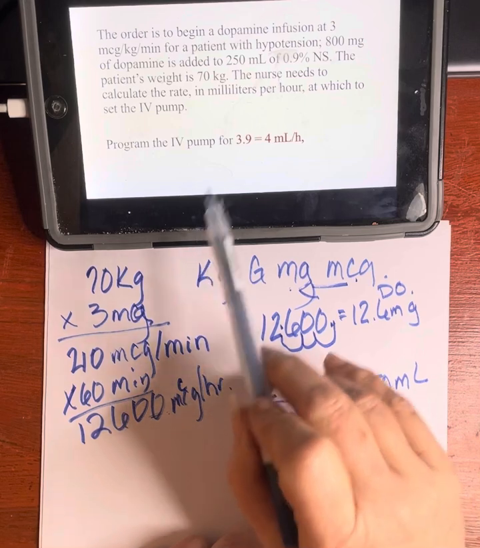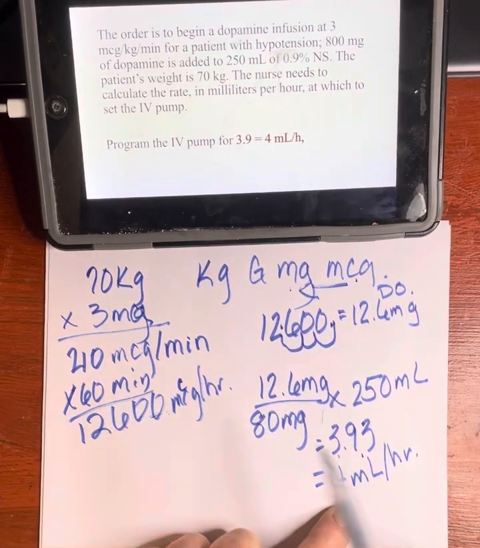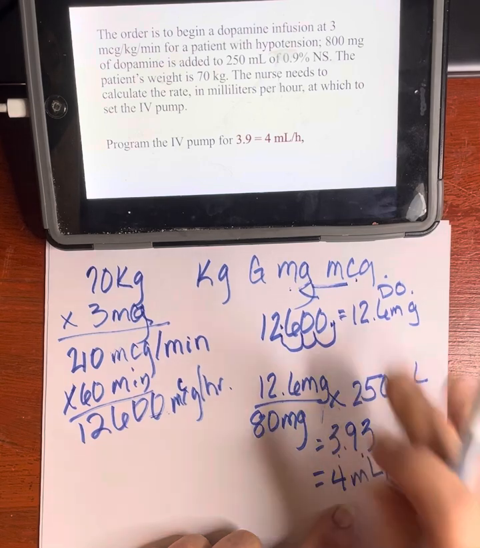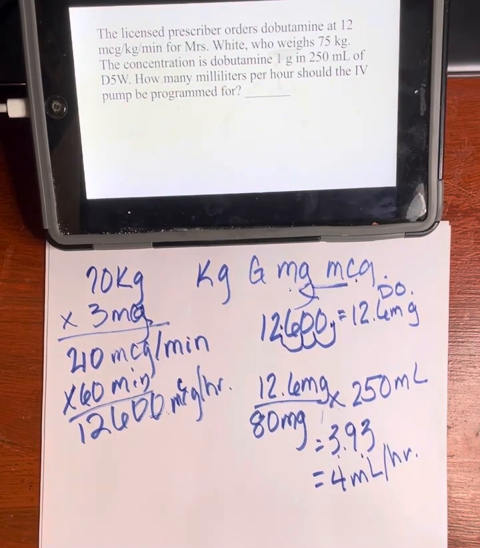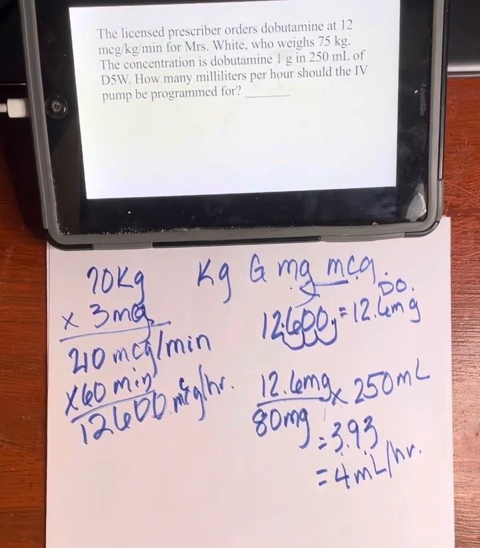Why did we round it to the whole number? Because they didn't tell us not to. Okay, let's do another one. Take a breath. Get a swallow of your beverage.